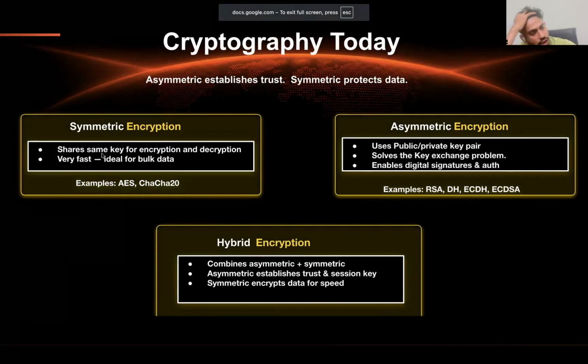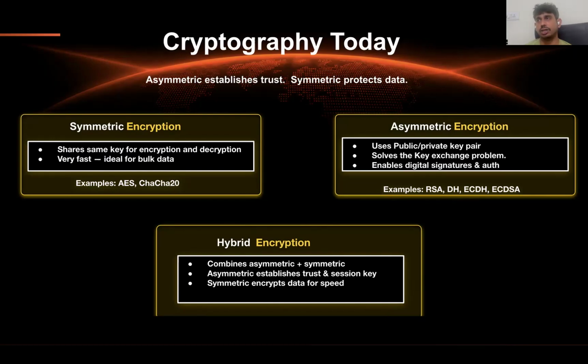how does the current cryptography work? In cryptography, there are two types of encryption: symmetric encryption and asymmetric encryption. Symmetric encryption means we use the same shared secret key to encrypt the data and decrypt the data.